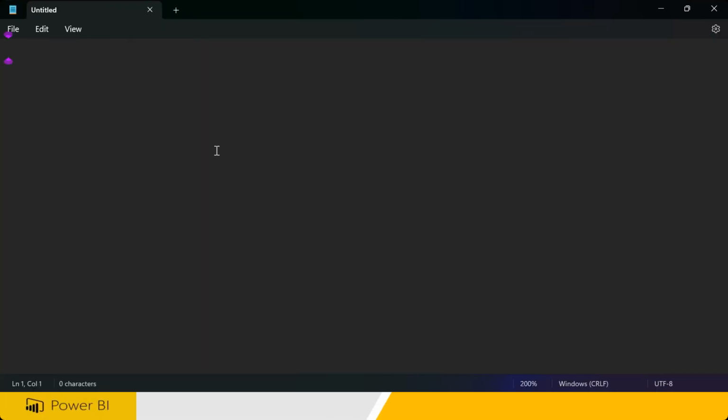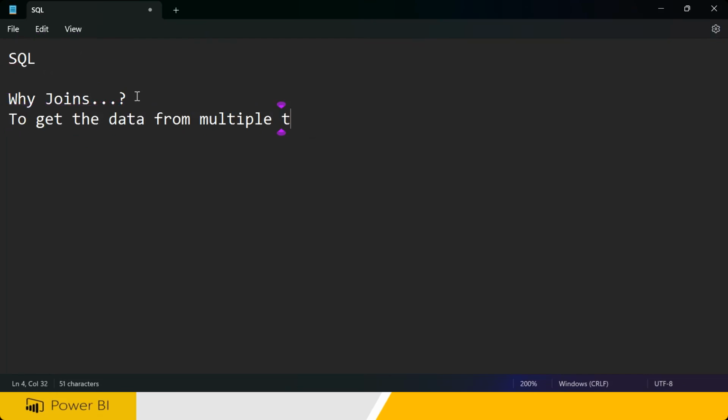First question you need to ask: why joins? That is the first question, right? So this is a SQL topic. SQL means what? Any RDBMS. Why joins means to get the data from multiple tables. Okay. Why joins means what is the answer? To get the data from the multiple tables, we use joins. Very simple, right? This is the answer.